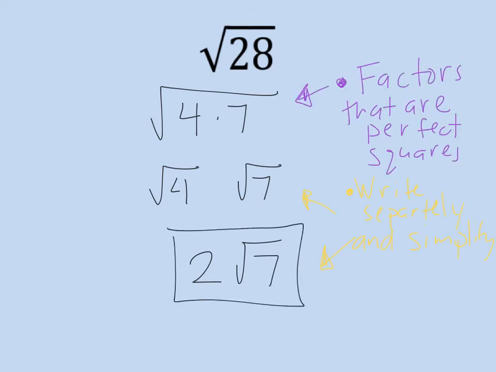So again, just to reiterate, you should find factors that are perfect squares. So in this case, 4 is a perfect square. And then rewrite them separately, and the square root of 4 would be 2. So again, that would be my final answer. I can't do anything with the 7.